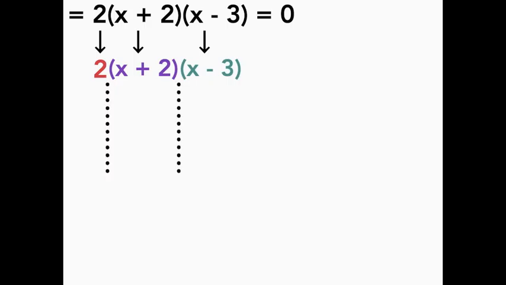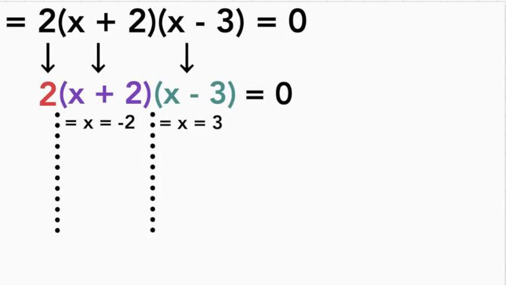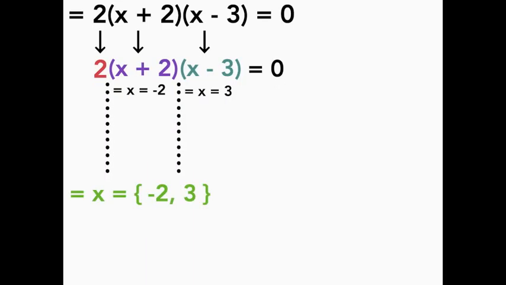Let's start with x plus 2. X plus 2 is equal to 0. Transpose 2, and the equation will become x equals negative 2. Now for x minus 3. Assuming that x minus 3 is equal to 0, we transpose negative 3. X will become x equals 3. Our final answer is x equals negative 2 and 3.